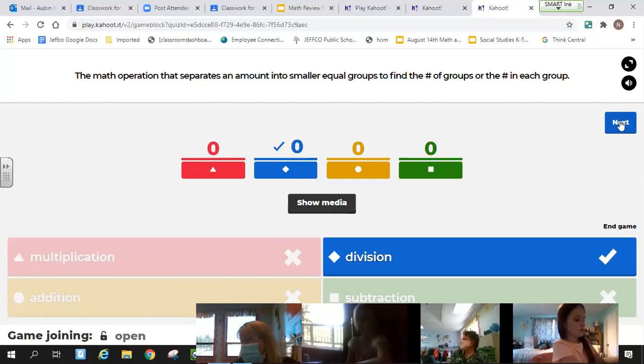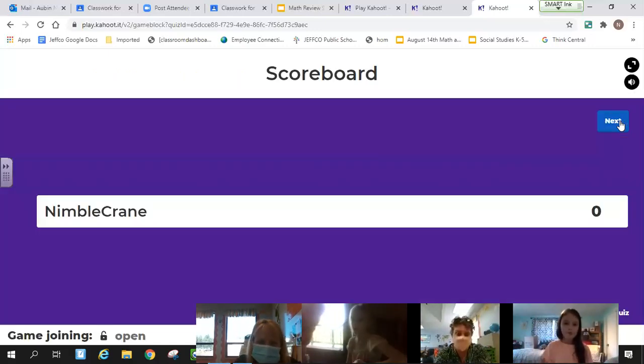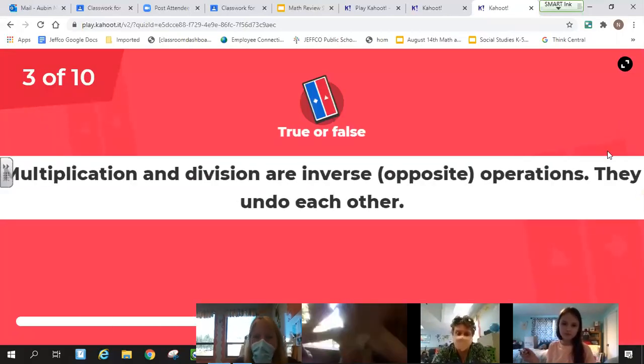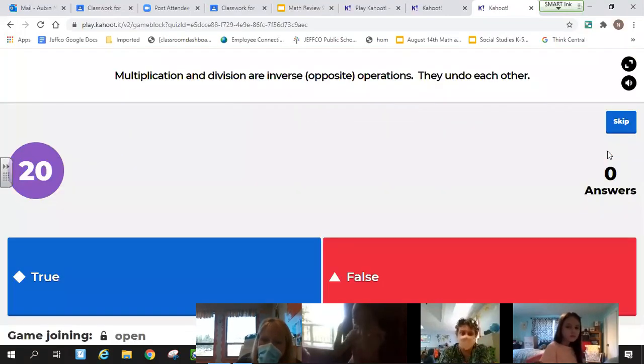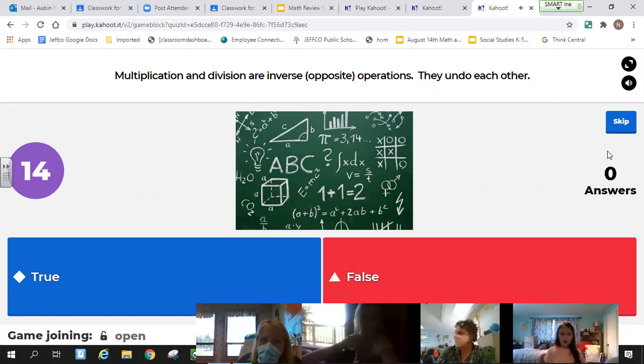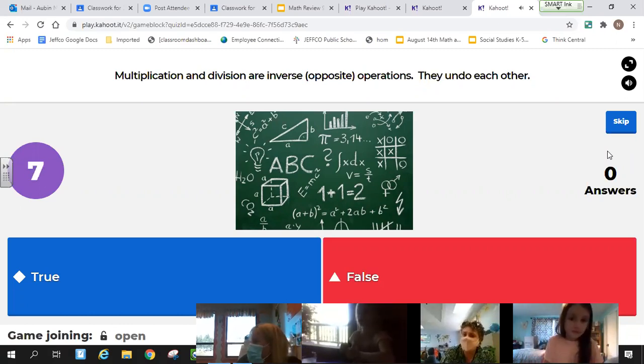Okay, it's gonna go fast, you guys, so you probably have to do just the first letter of the word for the answer, because we're only gonna get 30 seconds. Can we do it? Yeah, we got this. All right. True or false? Multiplication and division are inverse or opposite operations. They undo each other. T for true, F for false. Hold it up at home. T or F. Is that true or do you think that's false?